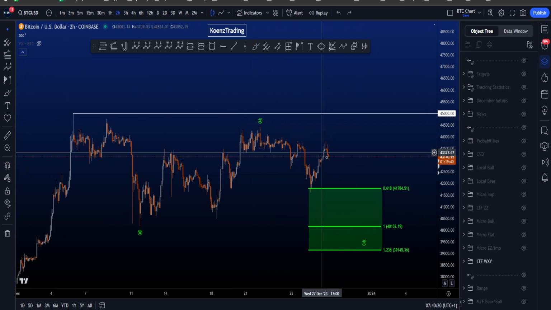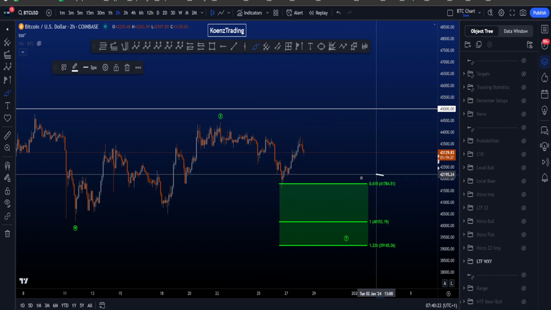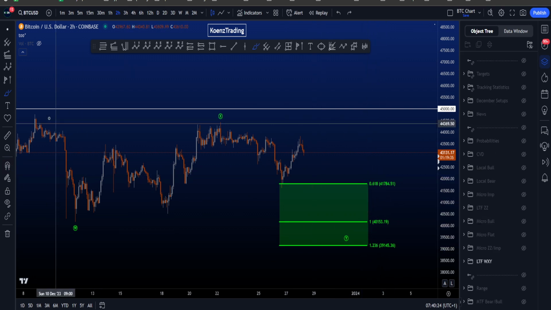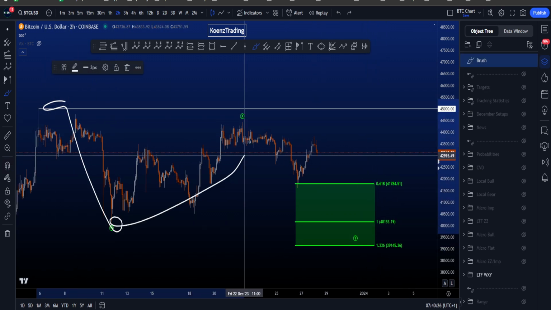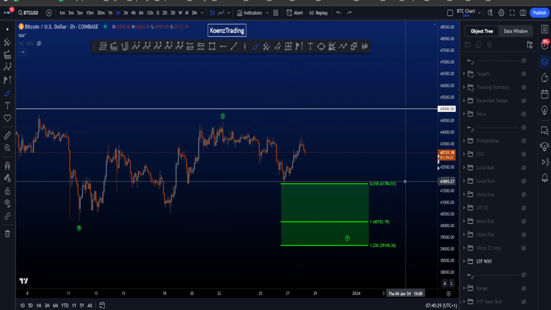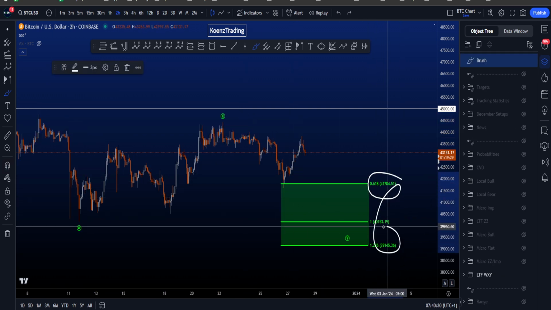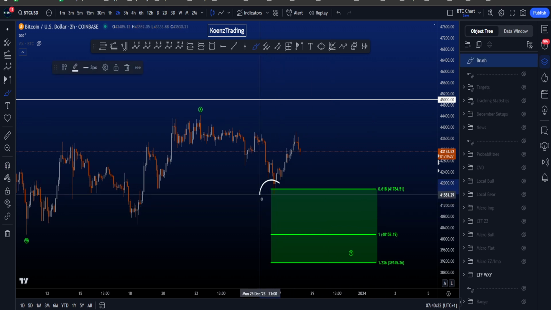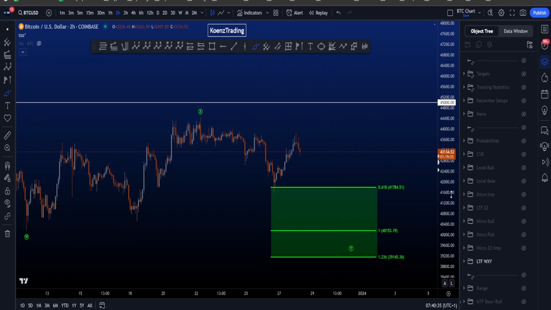to call. Most common target area for a wave Y is between the 0.618 and the 1.236, taken from the high to the low of W to the high of wave X, giving us a target between 41.7 and 39.1k, which, as you can see, has already been hit.